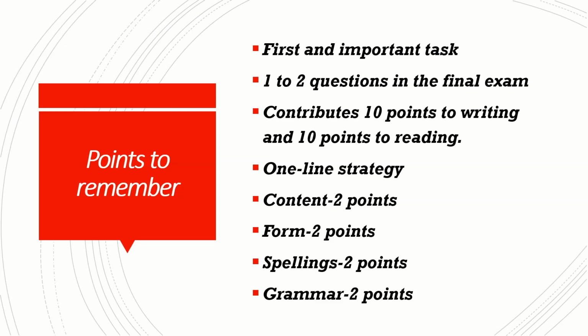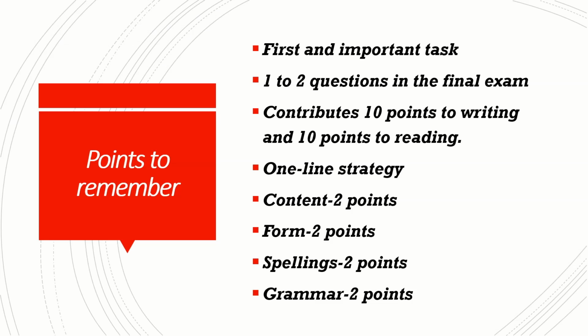Next, on which points does the summarized written text get evaluated? It evaluates on content, form, spelling, and grammar. If you choose the appropriate content from the paragraph, then you will get 2 points. And if you follow the appropriate structure, meaning you are using the appropriate lines, like the first line, then the middle lines, then the conclusion of the paragraph, then you will get 2 points in the form.